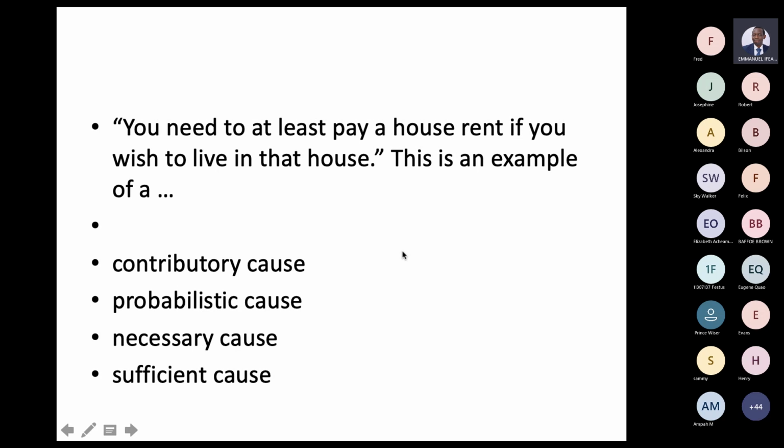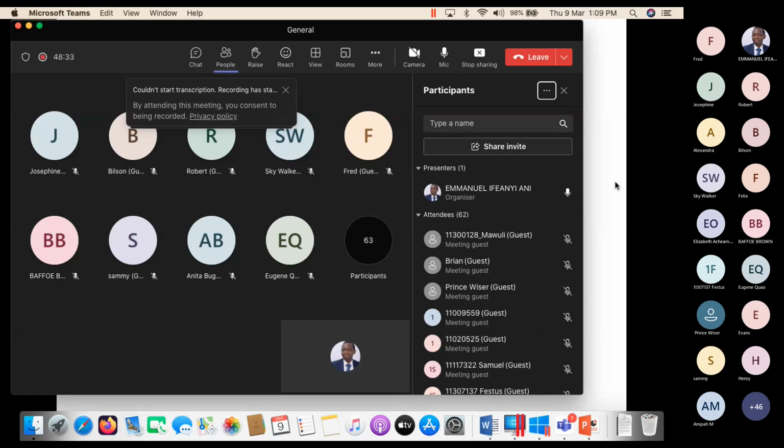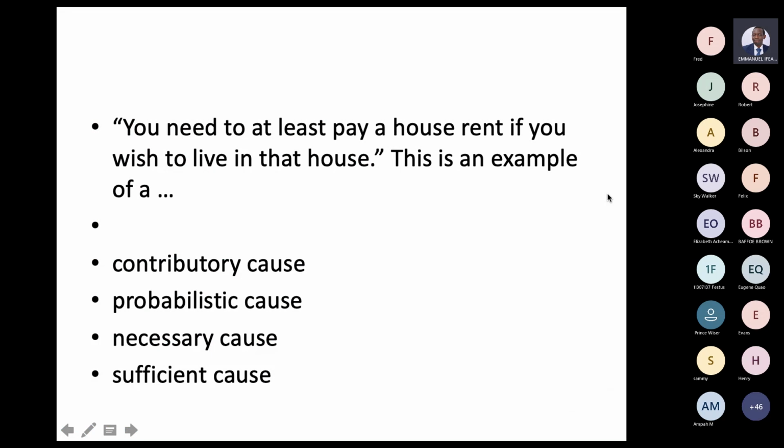You need to at least pay a house rent if you wish to live in that house. This is an example of... Necessary cause. You are correct. So when you look at the question, "at least" tells you it's a necessary cause.